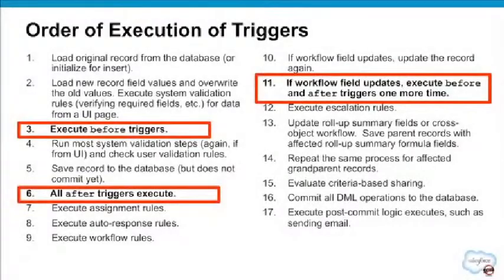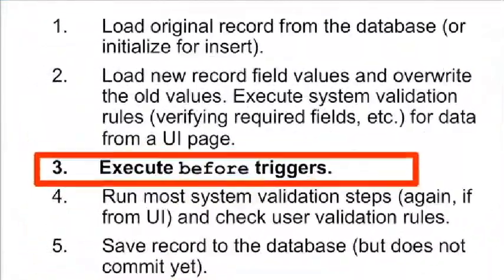Okay? Let's take a look at the 17-step process. Starting at the very top, if we are either doing an insert or an update, if it's an insert, we're going to be initializing a record. If it's an update, we're going to be fetching the previous version. In trigger.old, we're going to take the previous version and use that for trigger.old. And in trigger.new, our list of records, we're going to take the old version of the records and take the new values of the fields and overwrite the old versions.